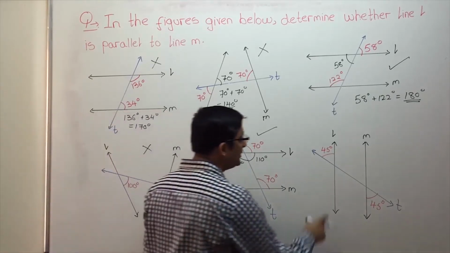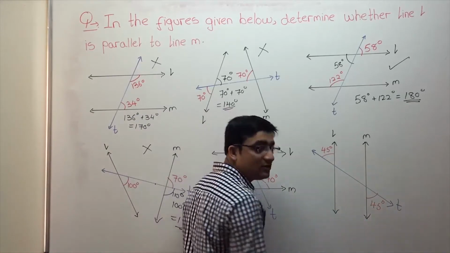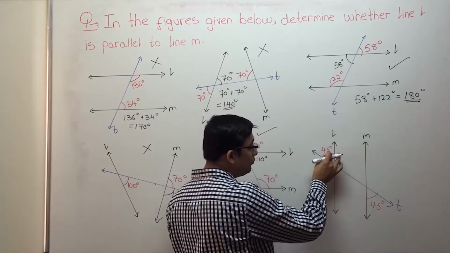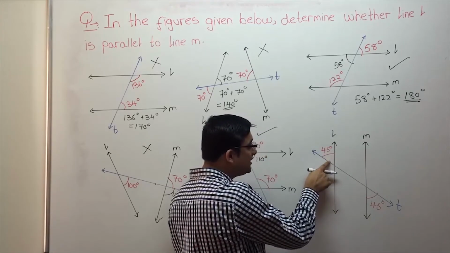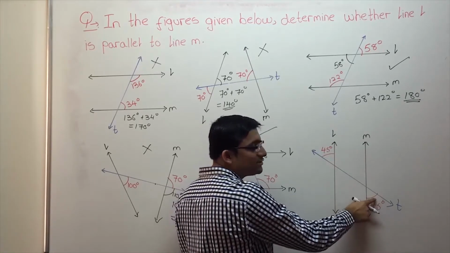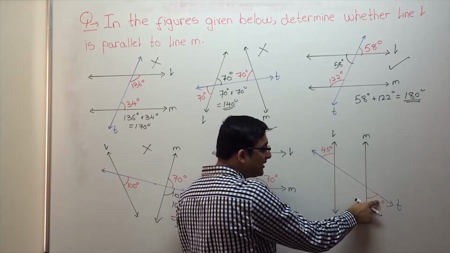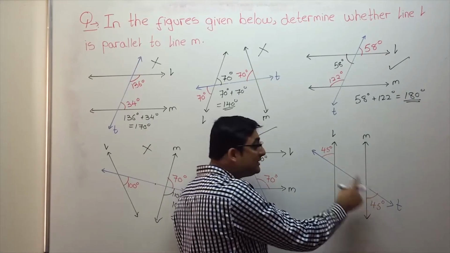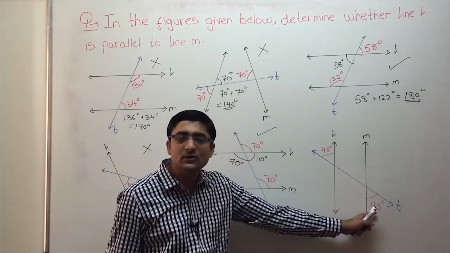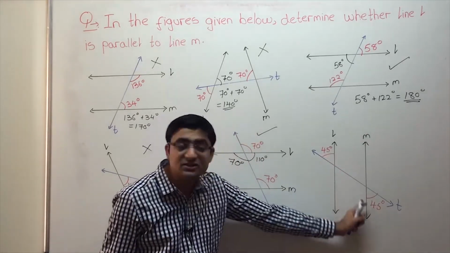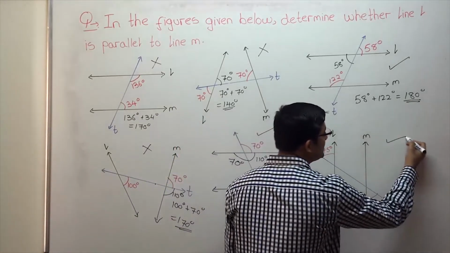Right? Similarly over here, look at this angle over here and this angle over here. Now see, both the angles are outside these two lines, so they are exterior angles. Now this angle is above the transversal, this angle is below the transversal. So exterior angles on different sides of the transversal means alternate exterior angles. So are the alternate exterior angles equal? Yes. So because alternate exterior angles are equal, therefore the two lines are parallel.